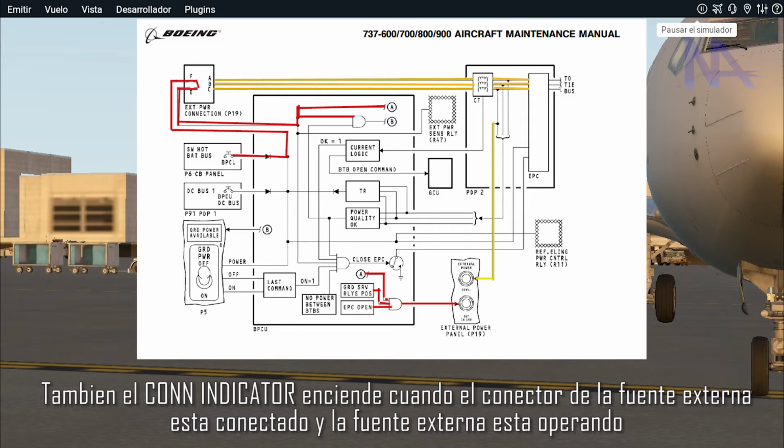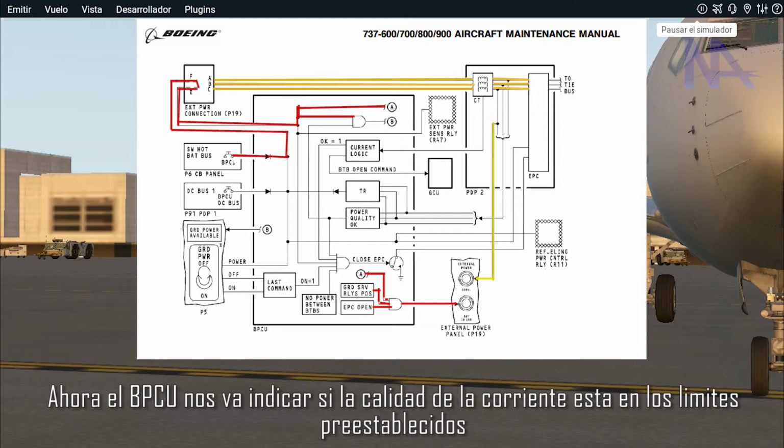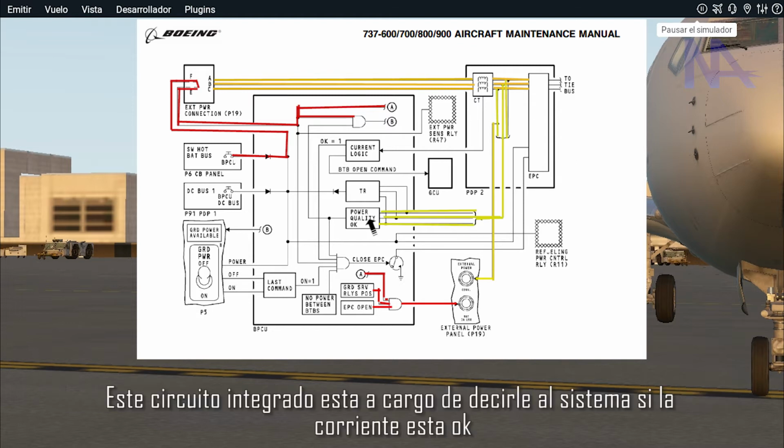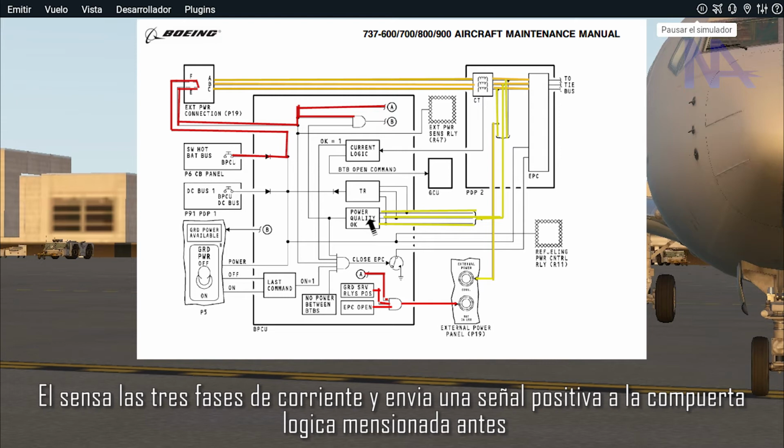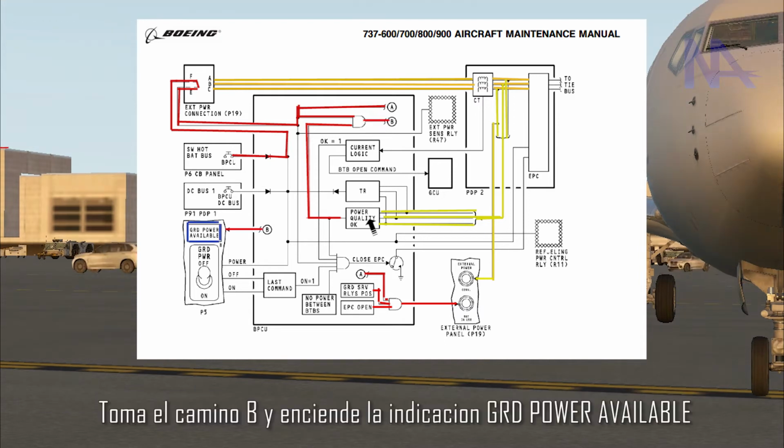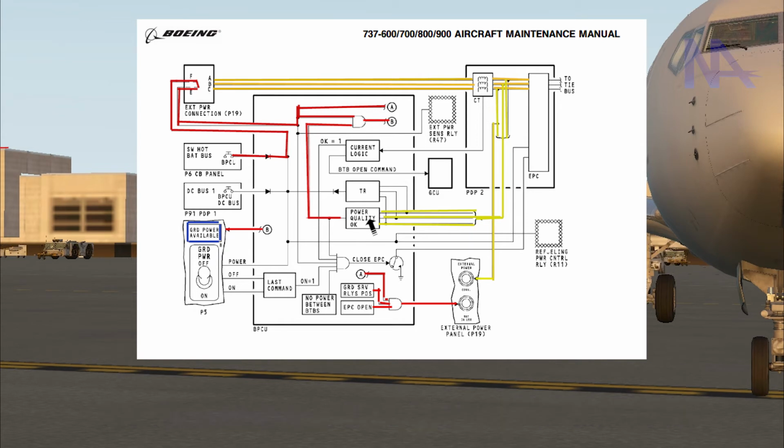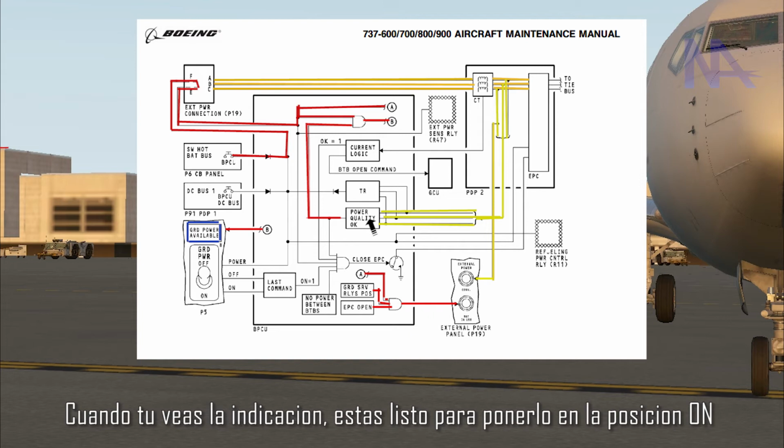Now the BPCU is going to indicate to us if the quality of the current is in the pre-established limits. This integrated circuit is in charge to tell the system if the current is okay. It senses the three-phase current and sends a positive signal to the logic gate mentioned before. It takes the B way and turns on the GRD power available indication. When you see the indication, you're ready to put it on position.